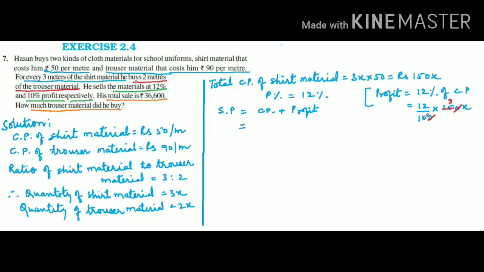0 0 cancel. Again we can cancel by 5: 3 5s are 15, 2 5s are 10. Then again we can cancel by 2: 1 2 is 2, and 2 6s are 12. So we'll get profit is equal to 18x. So we'll put the values: 150x plus 18x is equal to 168x. It is the selling price. I am putting here number 1.